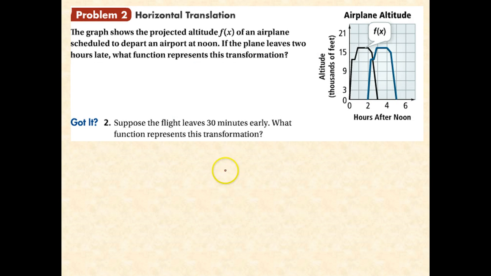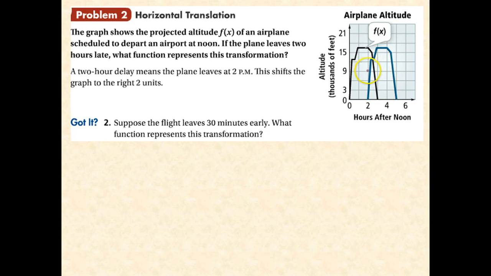Alright, so horizontal translations. This graph shows the projected altitude, f of x, of an airplane scheduled to depart at noon. If the plane leaves 2 hours late, meaning instead of leaving at time equals 0, it's leaving at time equals 2, what function represents this transformation? Well, a 2-hour delay means the plane leaves at 2. This shifts the graph 2 units to the right, and that means we need to do f of x minus 2.